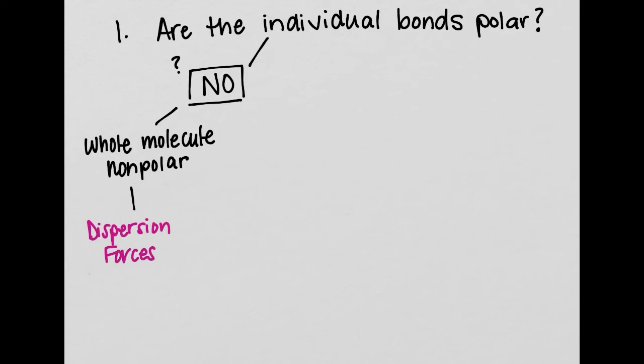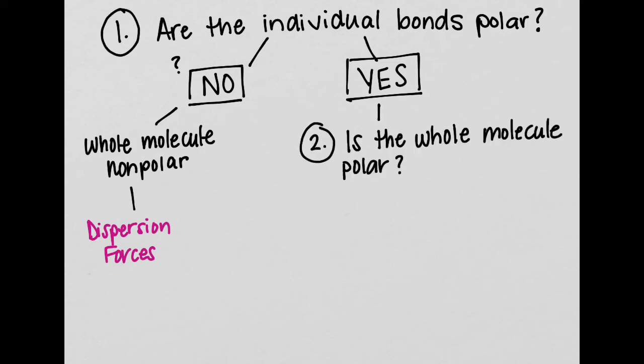Let's think about what happens if we answer the question yes. Remember the example of the NH3 versus the BH3. Both of those had polar bonds. One of them had a BH bond, the other one had NH bonds. One of those molecules was polar and the other molecule wasn't. So that's the second question that we have to answer. Even if the individual bonds are polar, that doesn't mean that the whole molecule is polar. For a review of that, go to the other Edpuzzle or the other video.